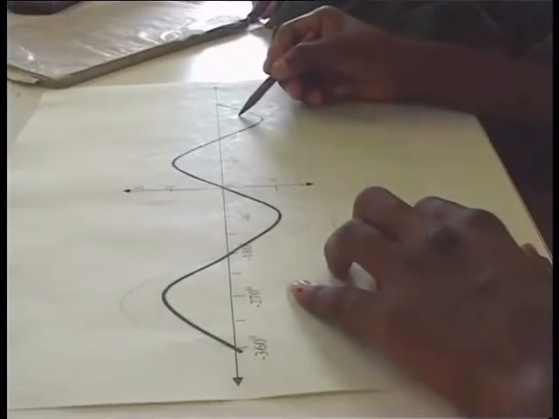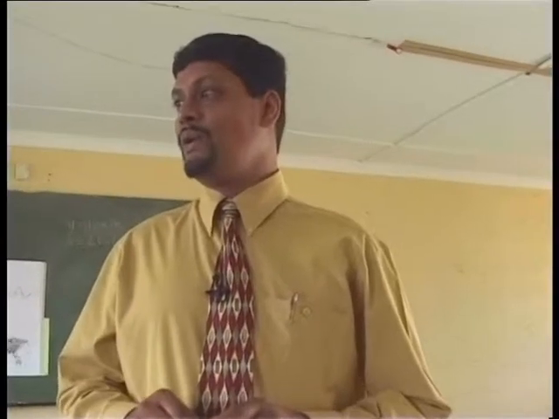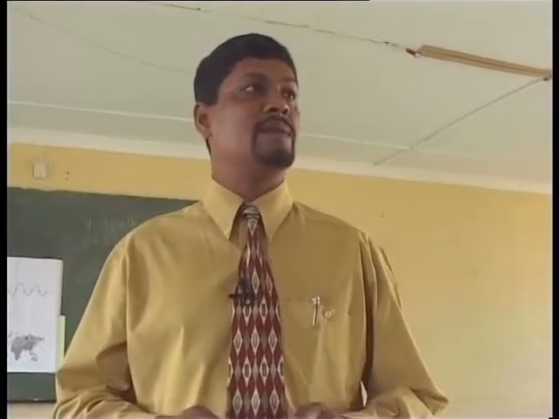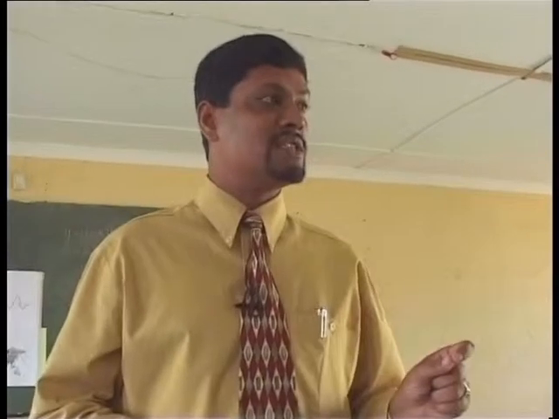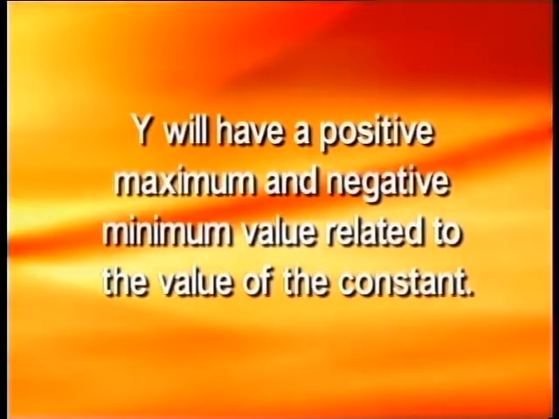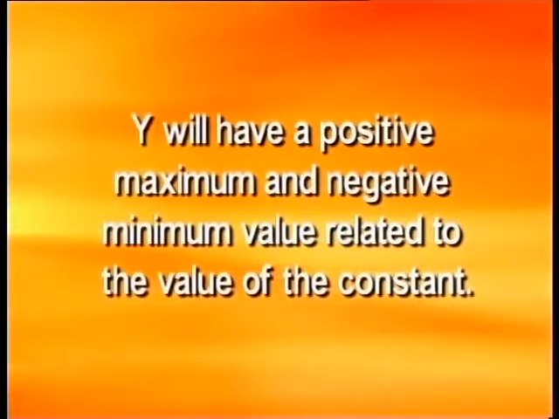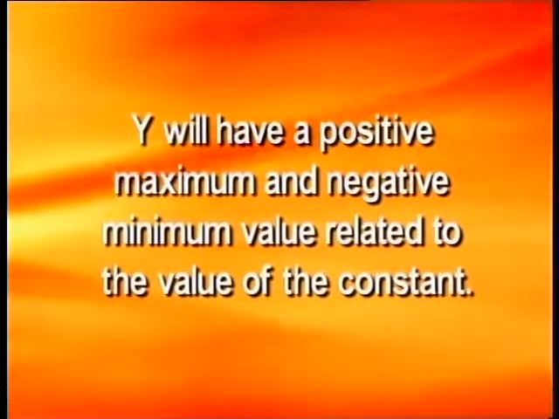So we have changed the A value of the graph. We all can predict what is going to happen to the sine function when I multiply it by a constant. The teacher summarizes by stating that y will have a positive maximum and negative minimum value related to the value of the constant.